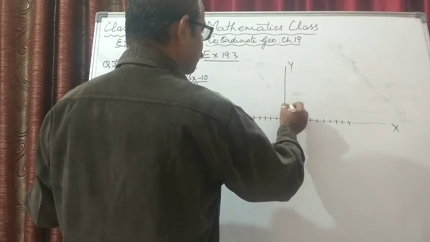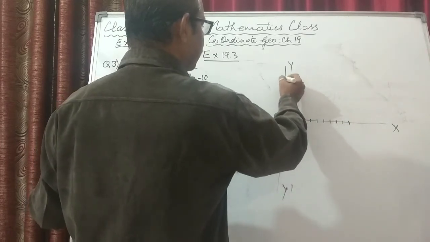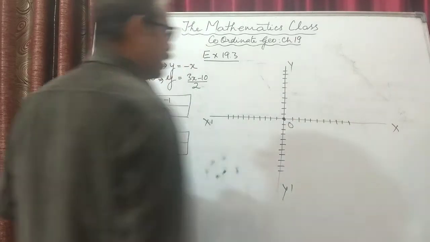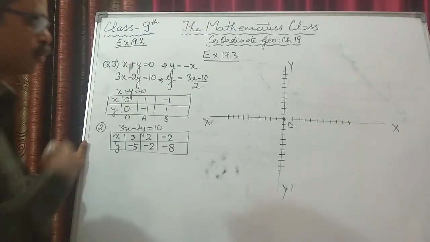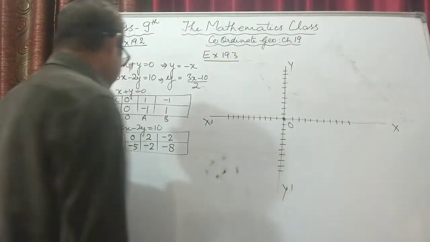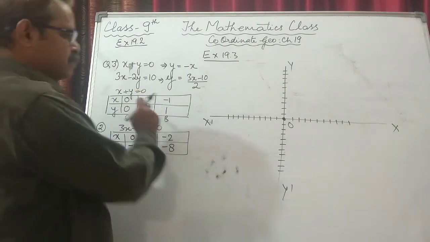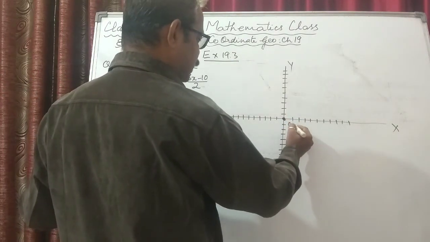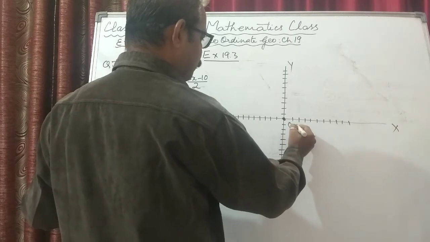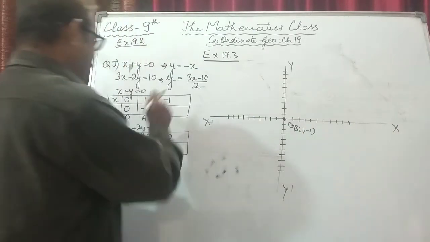And 1, 2, 3, 4, 5, 6, 7, 8, 9 and 10. I have marked all 10 points on all the 4 axes OX, OY, OX dash, OY dash. Now, x was 1, at x equal to 1, y is minus 1, somewhere here is your point. B is 1 comma minus 1.